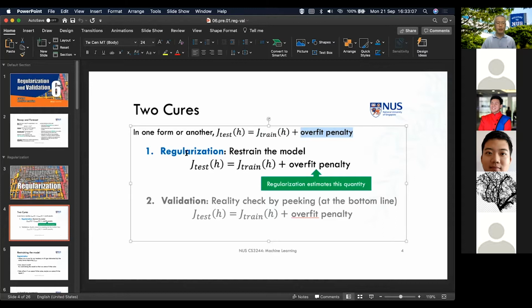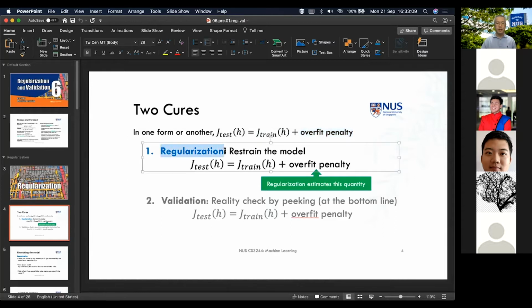So the first thing we're going to do is look at regularization. Regularization says that we are going to look at the overfitting penalty. The overfit penalty basically says, I'm looking at this hypothesis, it somehow doesn't seem to match very well, because it's capturing very specific things.